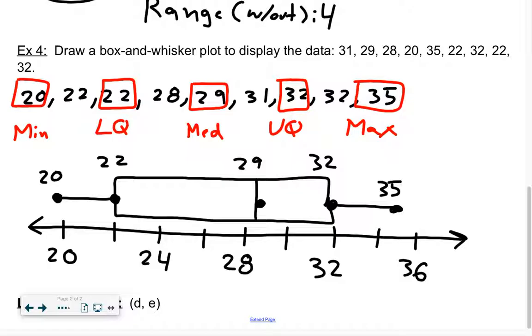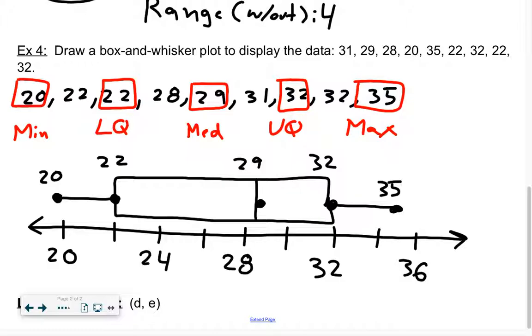So let's ask a few questions off this. What percent of the class scored between a 20 and a 29 on the test? Thoughts? Well, if we identify where 20 and 29 is at, right there to there, right? That would be half of our values, so 50%. Here's 25, here's 25%, there's 25% of our scores, there's the other 25% of our scores.